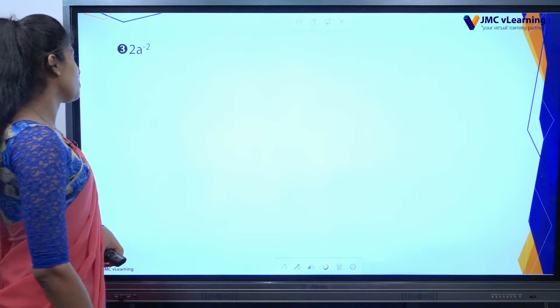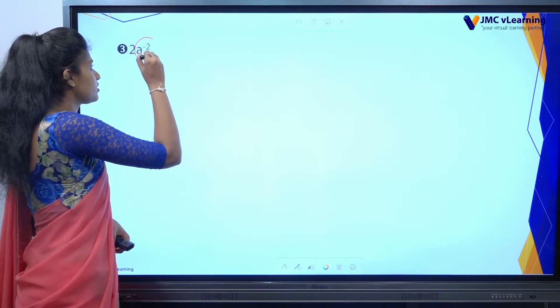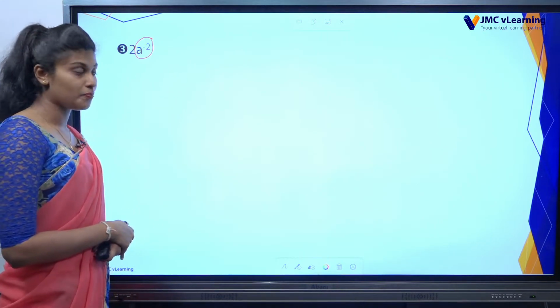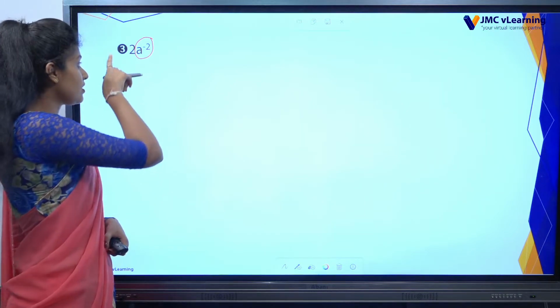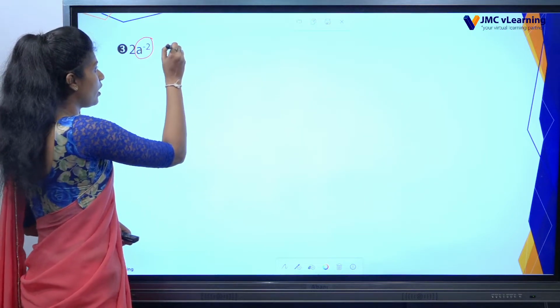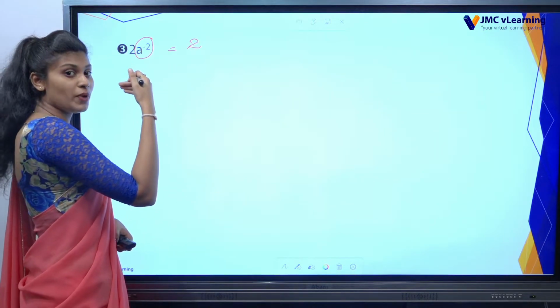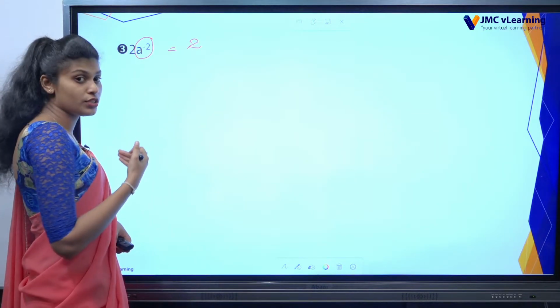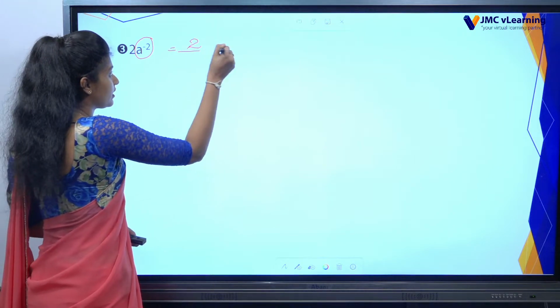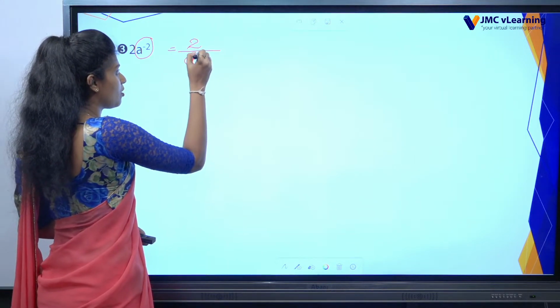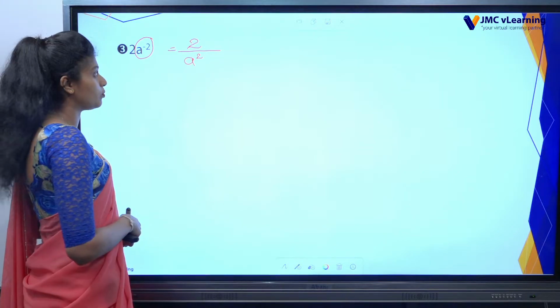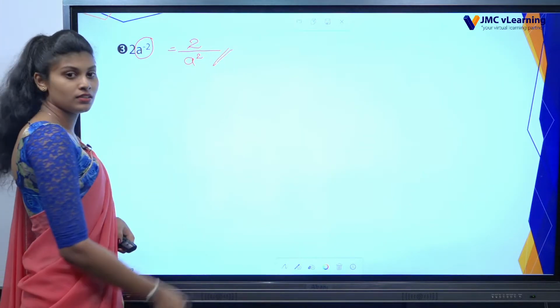2a to the power minus 2. Here minus 2 belongs to that a, not to that 2. So you have to keep that 2 in above. That minus part you have to write as a positive part, so you have to take it below. Then it becomes a to the power 2. This is the answer.